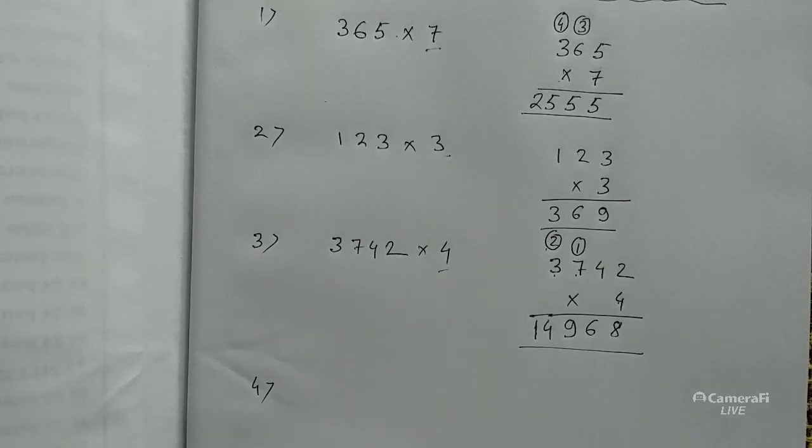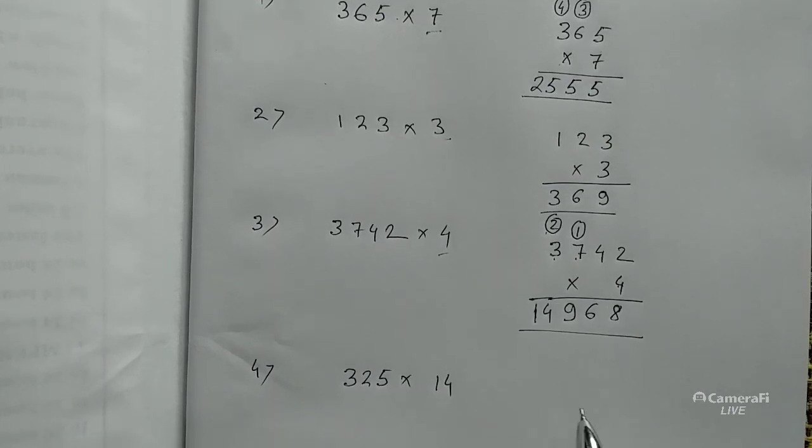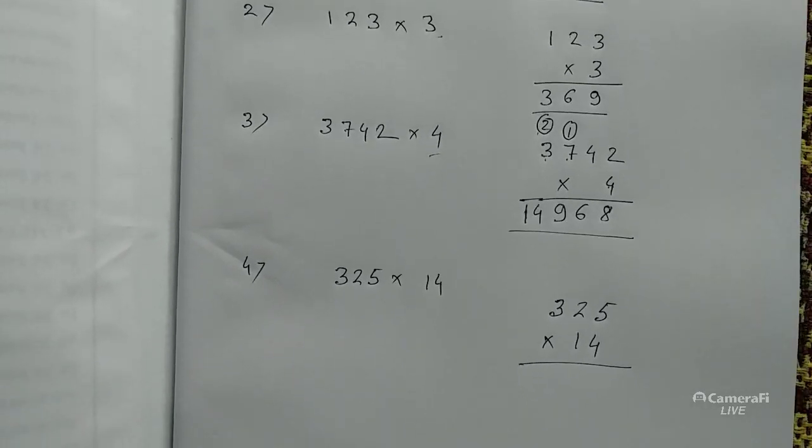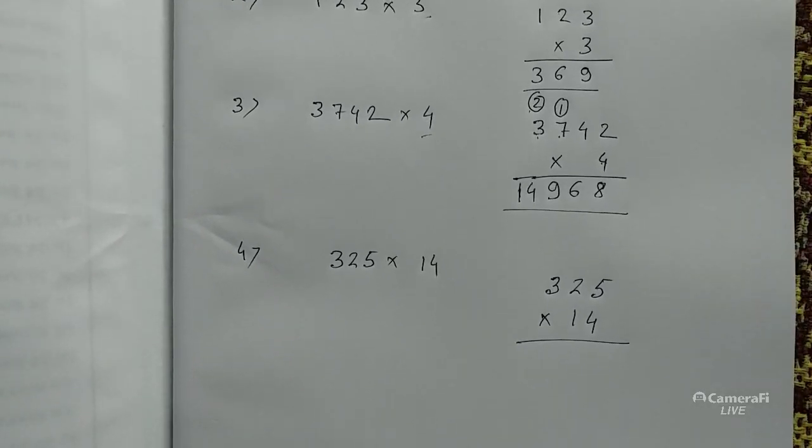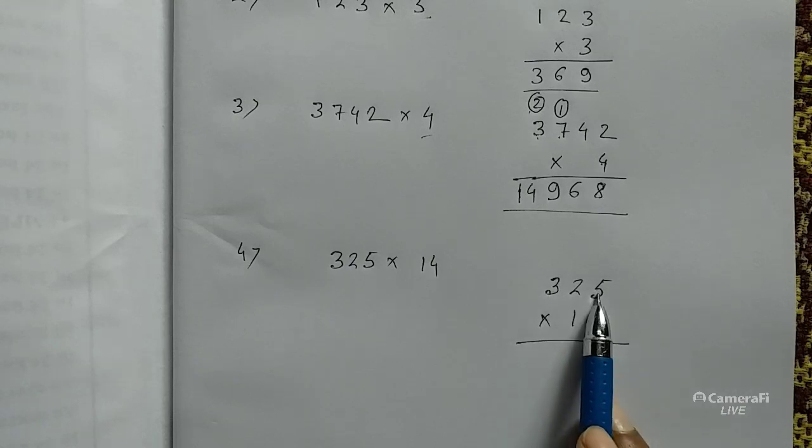Now suppose we have to multiply a given number by a two digit number. Multiplying a number by two digit number. Let us take the number 325 and multiply it by 14. So first we will arrange the numbers in column, 325 and below 14, give multiply sign. Now proceed. First we will multiply 325 by 4.